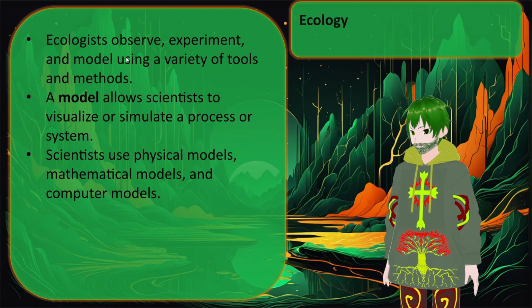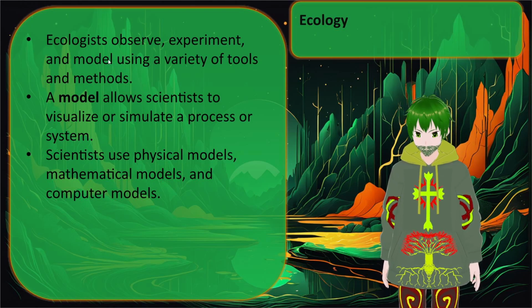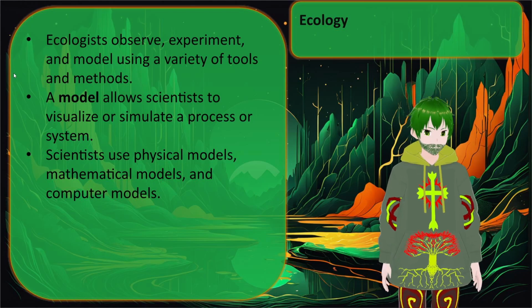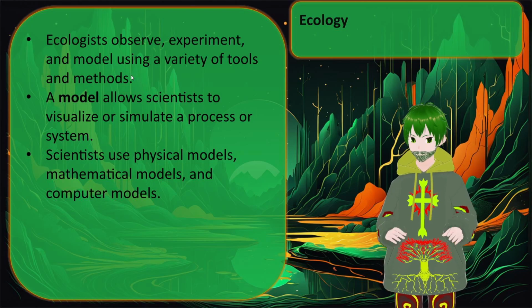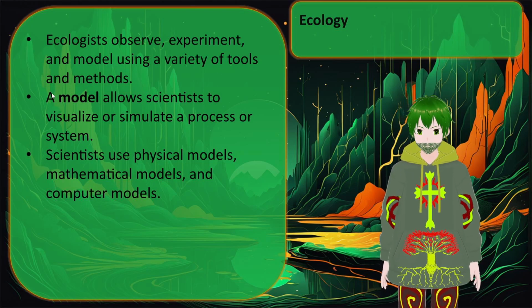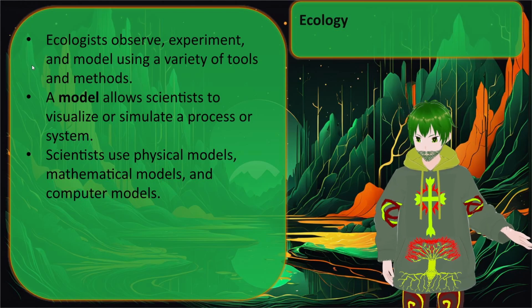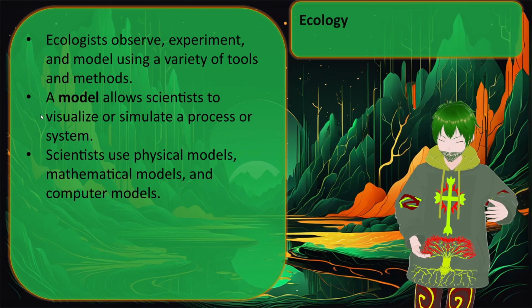Now, what do ecologists do? What do scientists who study ecology do? Well, they observe, they experiment, and they model using a variety of tools and methods. Mathematics is always involved because good science is always dependent on mathematics to describe reality.